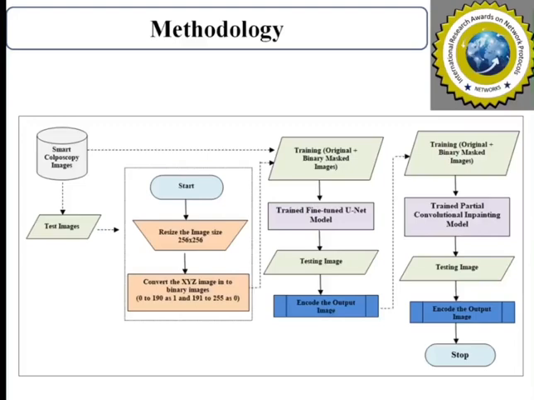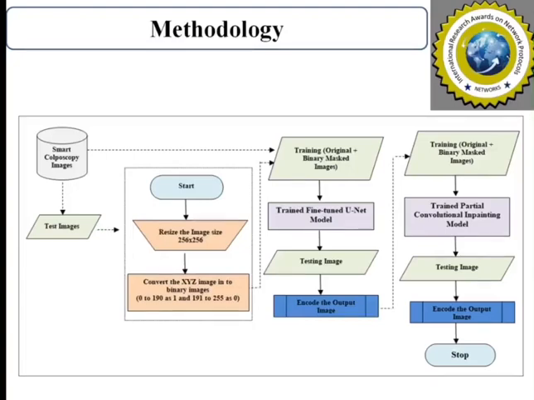Why do we need binary images? Normally we have to use a labeled image for deep learning or for the segmentation process, but there are no labeled images provided or available for this type of SR. So I created a labeled image, and then I used a fine-tuned U-Net model to segment the specular reflection from the Smart Colposcopic images.